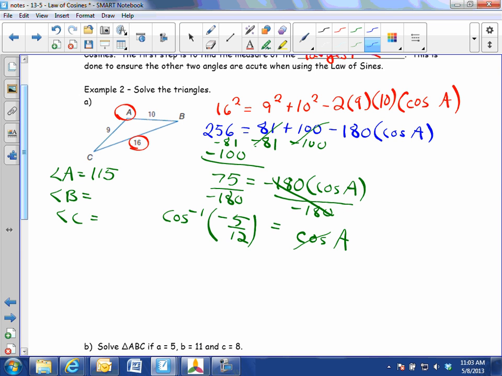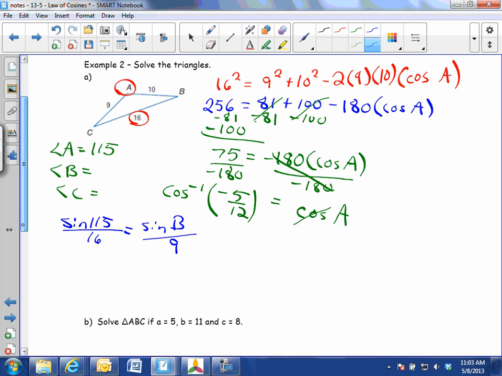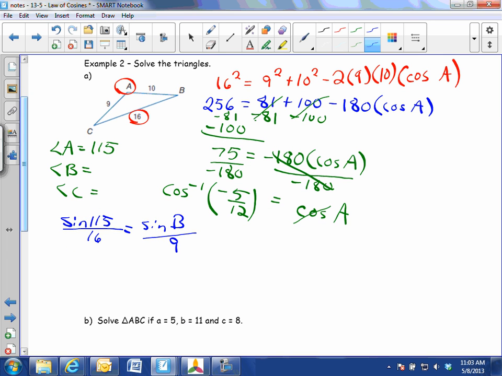So I have 115 over 16 equals sine of... What do you want to look for? B over 9. I do B over 9, okay. Let me get the sines and cosines. All right, okay, I know how to do this. No, I want you to finish this now. Okay, it's sine of 115 equal to sine of B times 16.